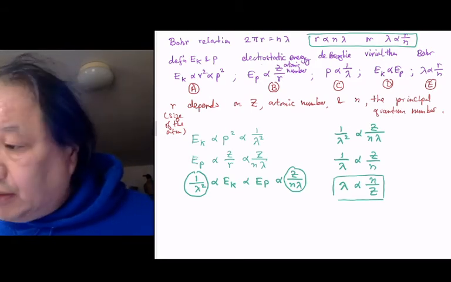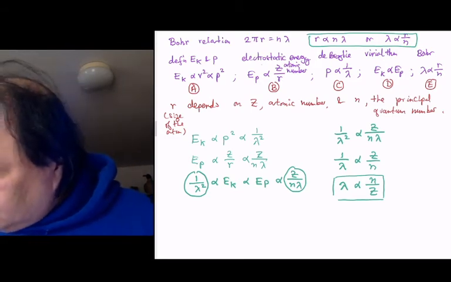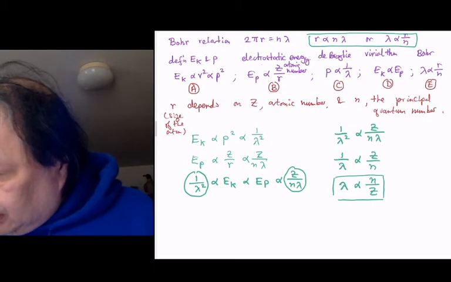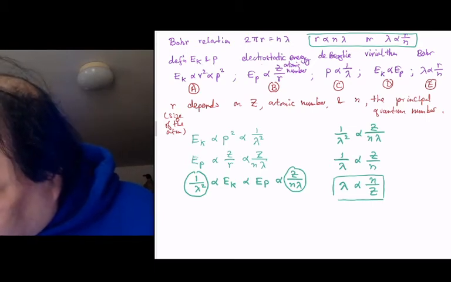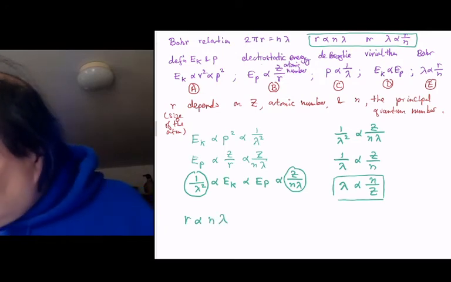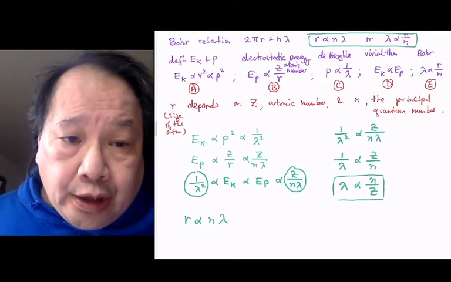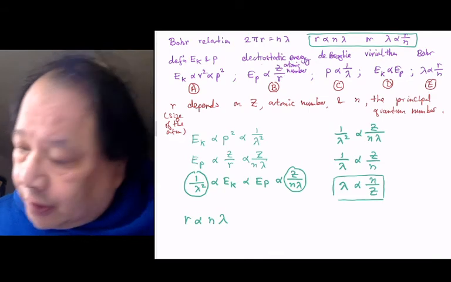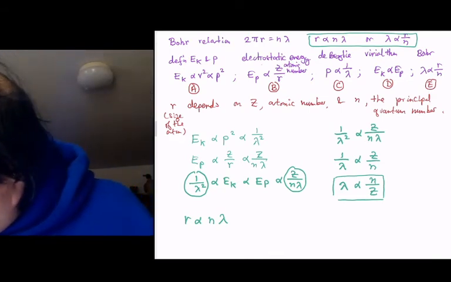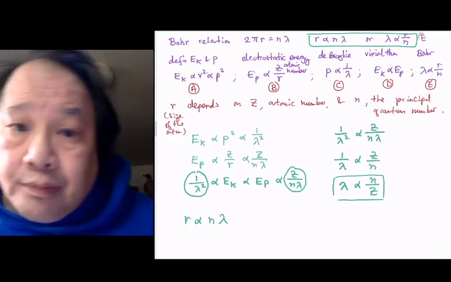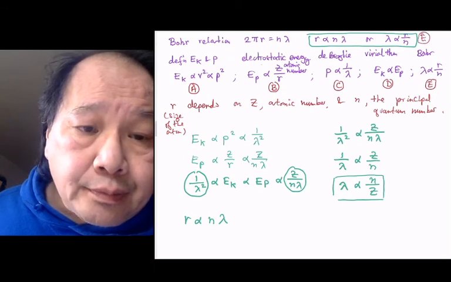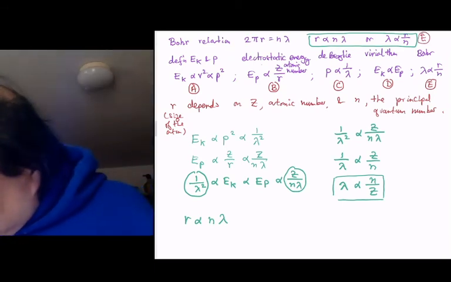Okay, lambda is not the size of the atom, but we're getting close. The size of the atom is R. So, R is proportional to nλ. Which one is that? A, B, C, D, or E? R is proportional to nλ. Please put that in chat. It's relationship E.